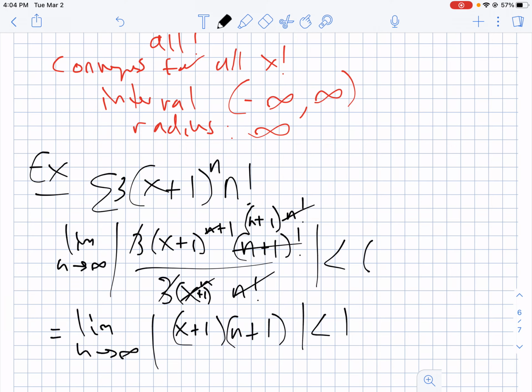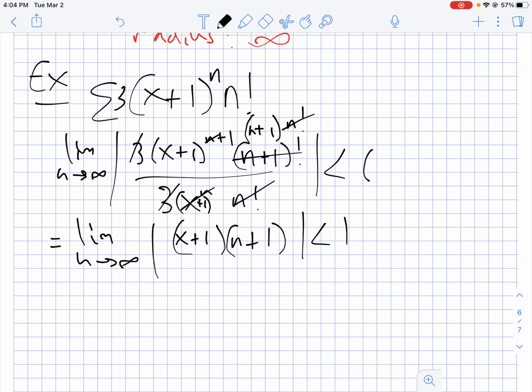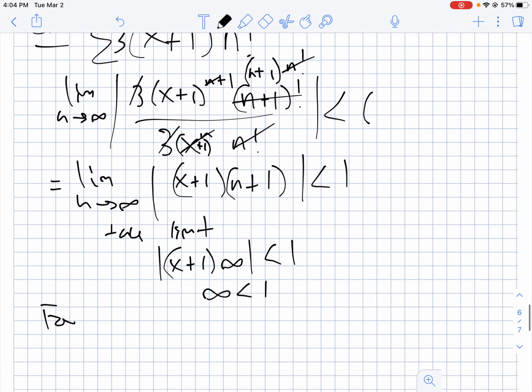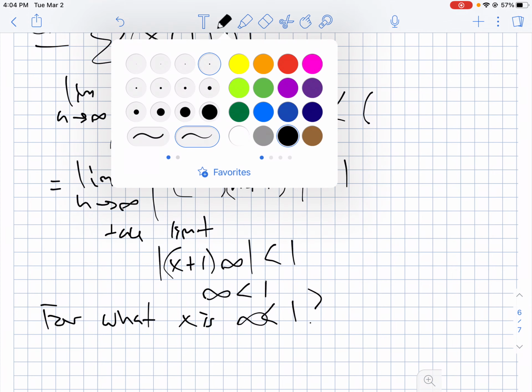Okay, and we're kind of saying what happens, what are the x values that make this limit go? So what you're going to do here is you're going to take the limit. So as you take the limit, you're going to get x plus 1 times infinity is less than 1. So you're going to get infinity is less than 1. So again, we're kind of saying for what x is infinity less than 1? And the answer, I think, is none, right?